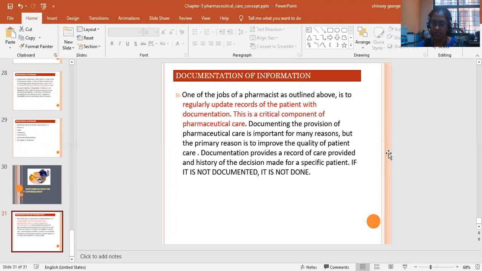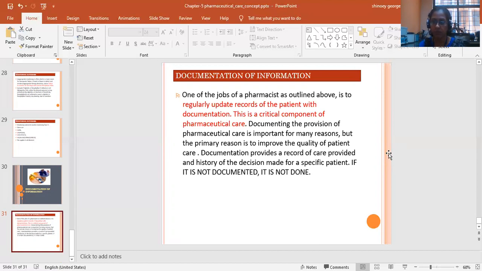regularly updated for each patient, which is a very critical component of pharmaceutical care. Documentation is important for many reasons, which helps in improving the quality of life for the particular patient, as well as there is a proper record regarding the entire treatment which is given for the patient, which in future also, if it is needed, we can refer it properly.